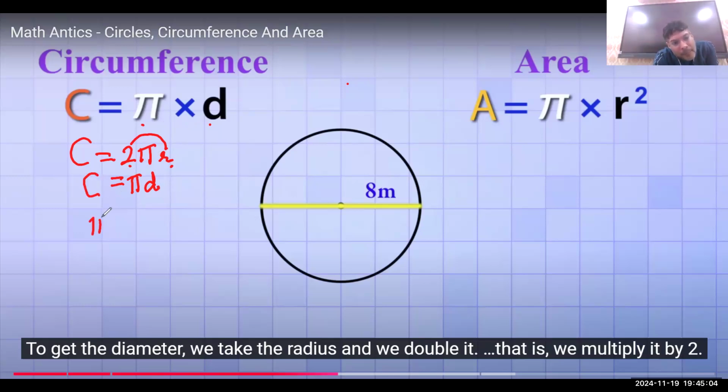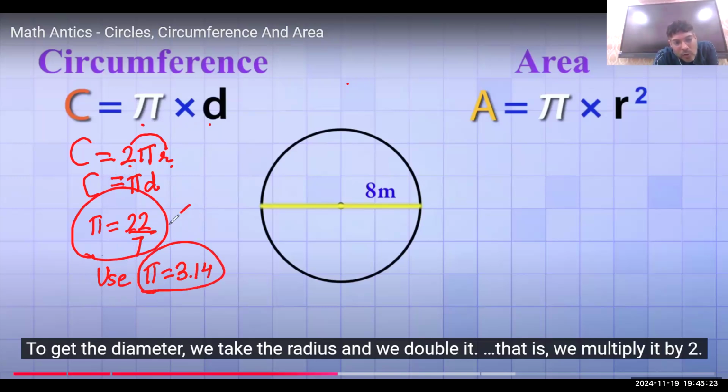The value of pi is generally taken as 22/7, but if nothing is given, we take it as 22/7. But in some questions, they will give you, use pi equals 3.14. Then you can use 3.14. Otherwise, in most questions where nothing is given, we use 22/7. Do we understand, guys? Yes, sir. Okay.